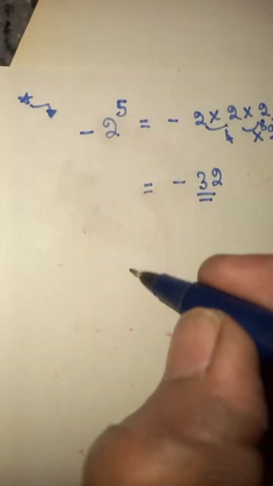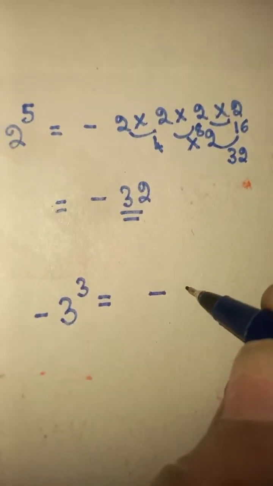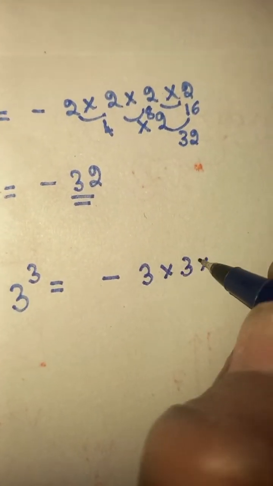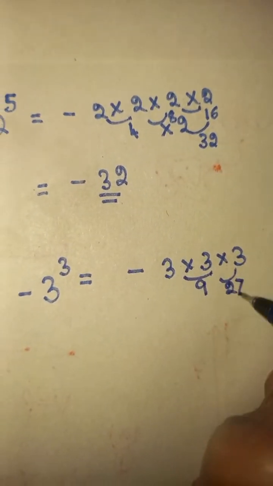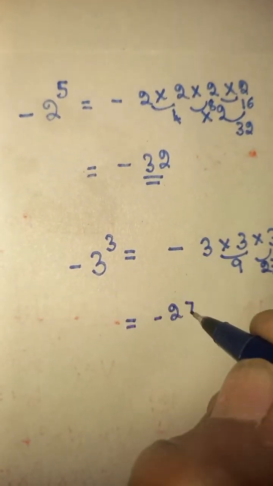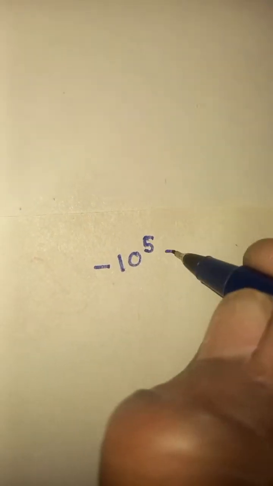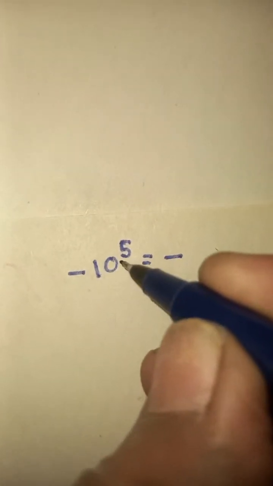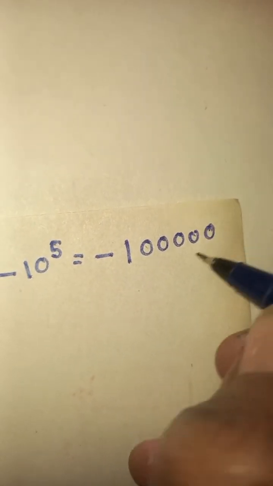In the same way, minus 3 power of 3, the cube, means the minus remains in front. 3 times 3 times 3: 3 times 3 is 9, 9 times 3 is 27, so it becomes minus 27. Like that, take one more example, minus 10 power of 5. Here the minus remains in front. 10 power of any number means 1 followed by that many zeros. Here, 5 zeros after 1.